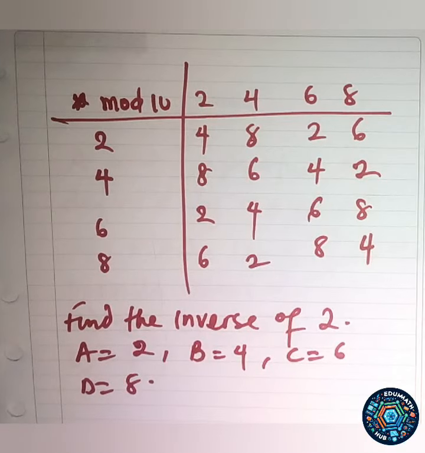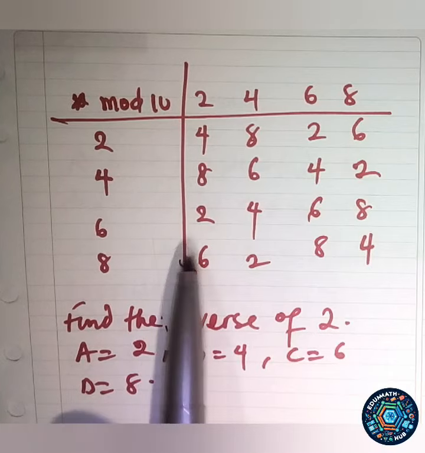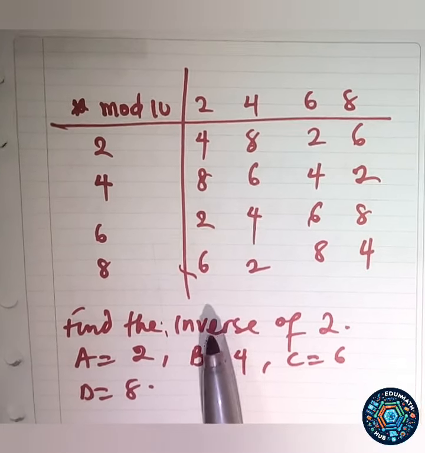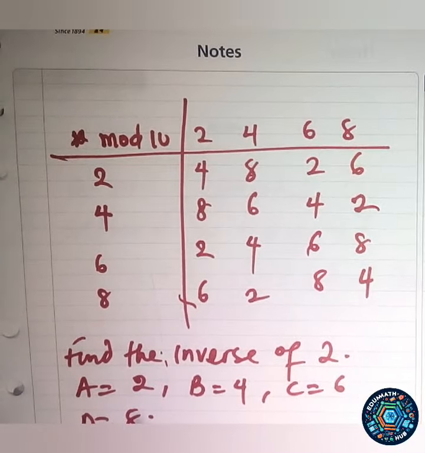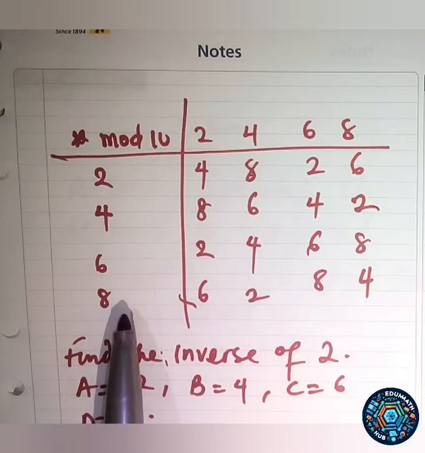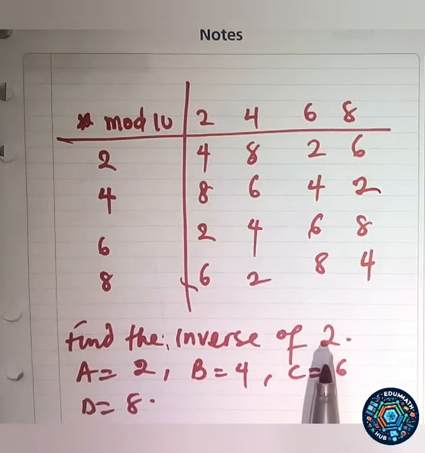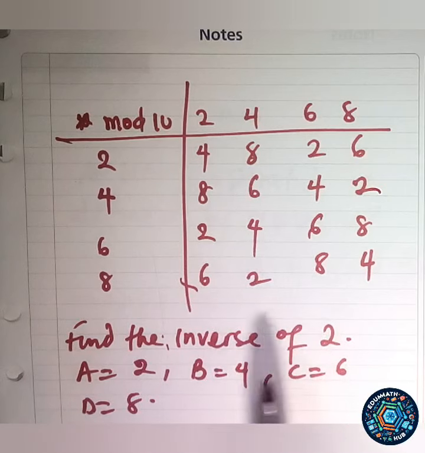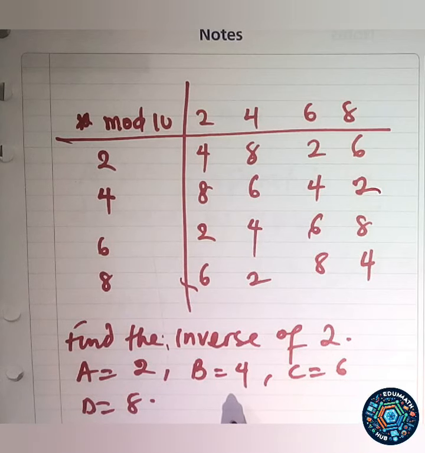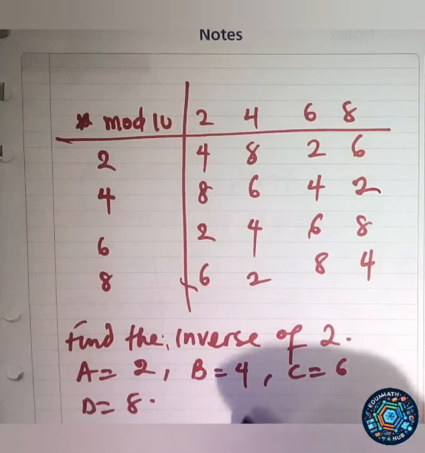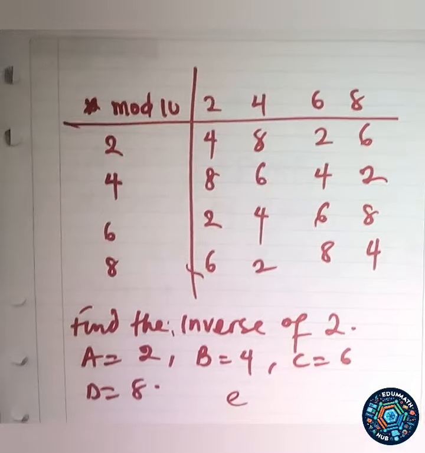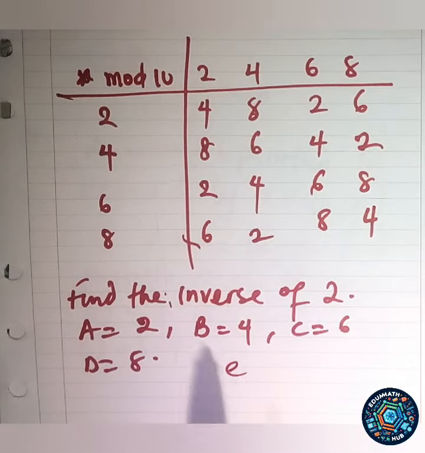Now move to the next question, which is on modular arithmetic, also on binary operations. You're given this table, and we're told to find the inverse of 2. Before you can find the inverse of 2, you must know what is called the identity element. You can use E or I to represent it. Now let's look at how to find this.